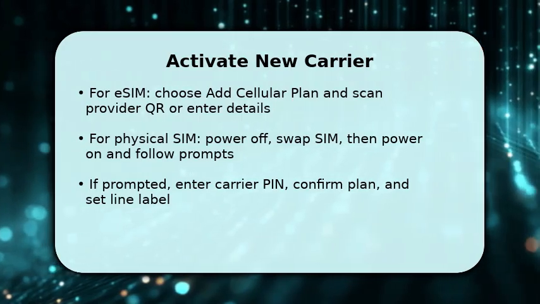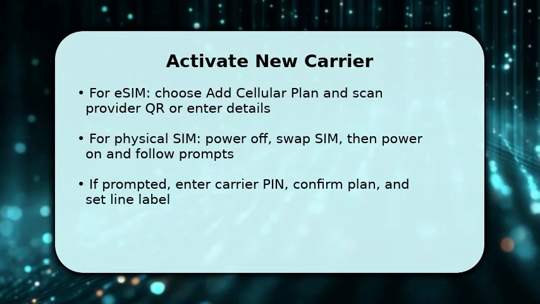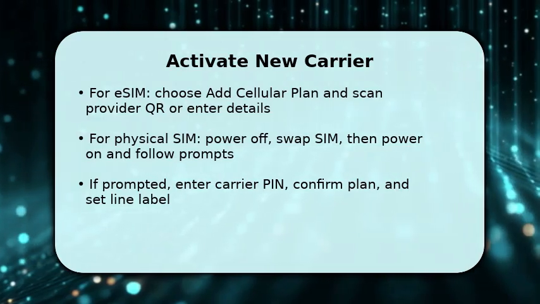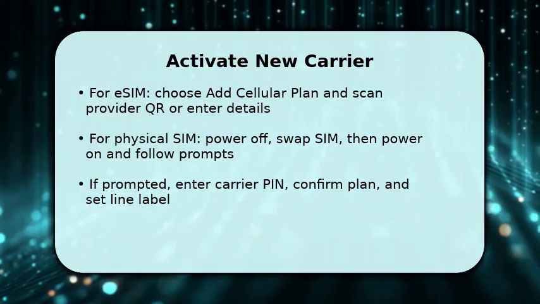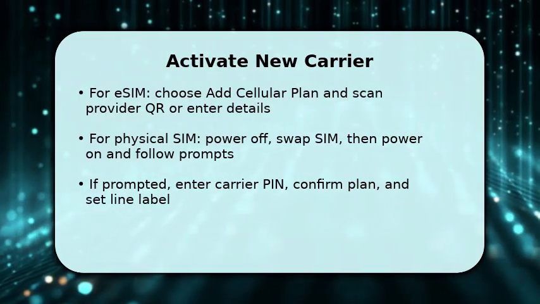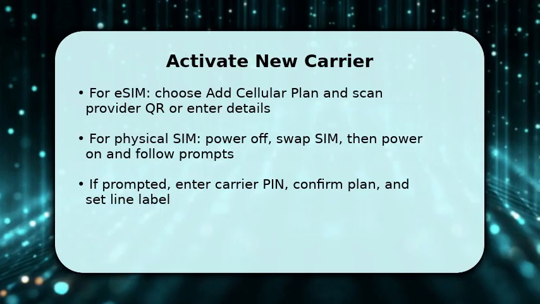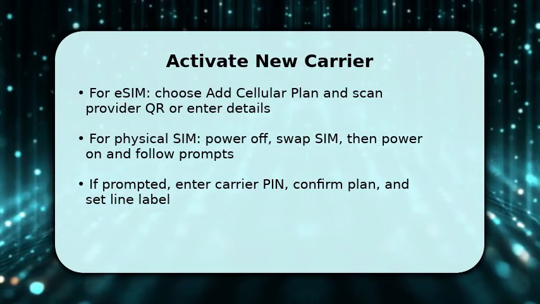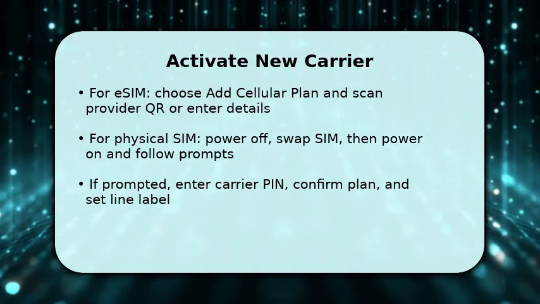Once the plan appears, select it and choose to use it as primary or secondary. If using a physical SIM, power off, replace the card, power on, and follow on-screen carrier prompts. This hands control to the provider's profile. Make sure to label the line and confirm mobile data and voice settings.